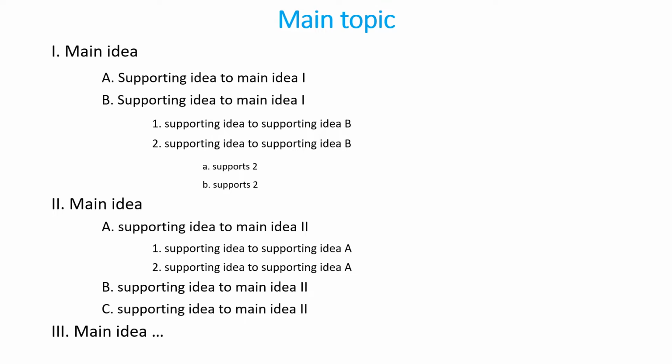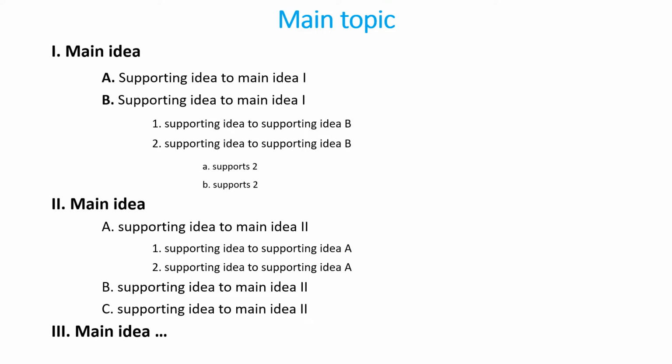Up at the top, you have your main topic. Over to the left, you have your main idea 1, main idea 2, and main idea 3. Now here, usually we use Roman numerals. So this is actually I, II, III, IV, and so on. Now within the paragraph of the main idea, you have to have supporting ideas.